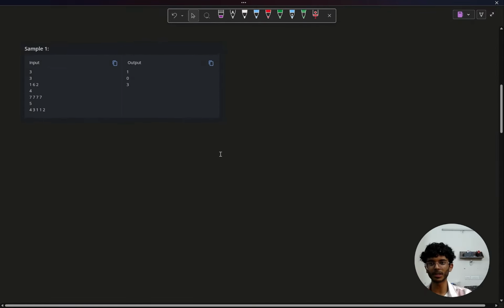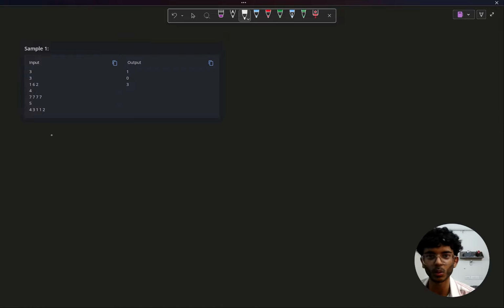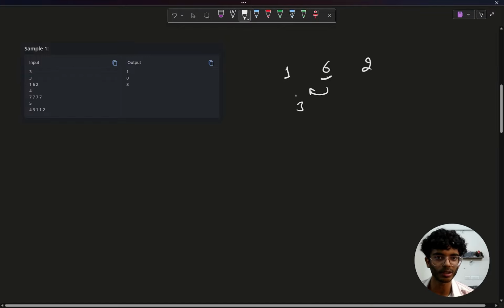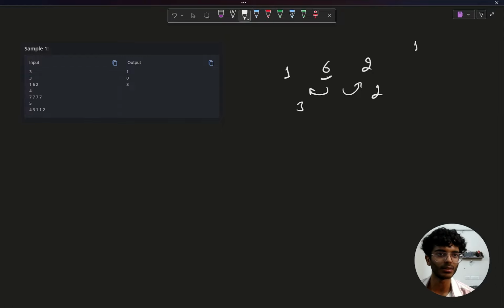Now let's see the sample inputs. In the first sample input, we're given 1, 6, and 2. We could remove the 6, so we can send 3 units of juice to this glass and 2 units of juice to this glass, and 1 unit would just be wasted, and we're allowed to do that. In the end, we'll have 2 glasses with 4 units of juice each. In the second input, we don't need to do anything. Already all the glasses have equal juice, so the answer is 0.